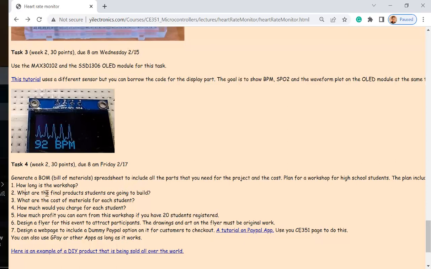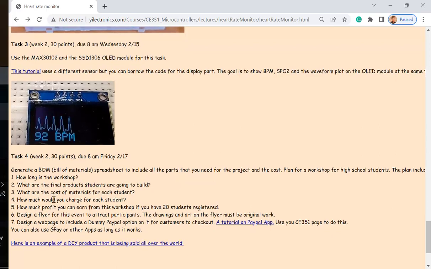And then, how long is the workshop going to be? Like 3 hours, 6 hours for 1 day, or 2 days.